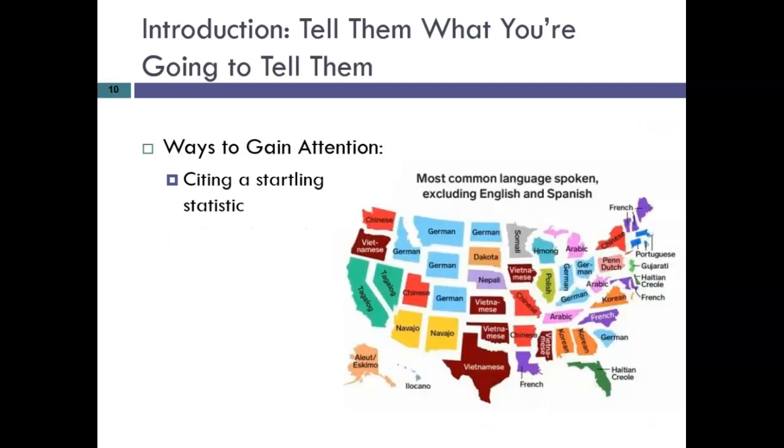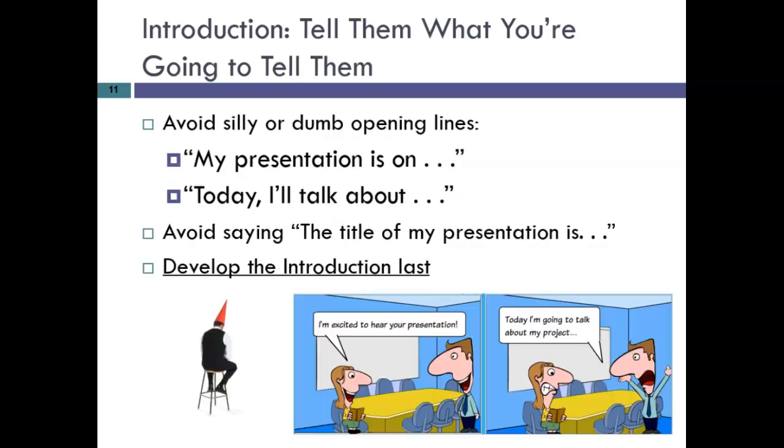And here's a great one that shows the common languages, excluding English and Spanish, in different areas. I'm actually in Texas, so Vietnamese is the third spoken language. I can go through here and I think that's interesting. How did French get to be so popular in, that must be North Carolina, or Arabic in Tennessee, Polish in Illinois? So once again, here is a startling statistic that could get people interested.